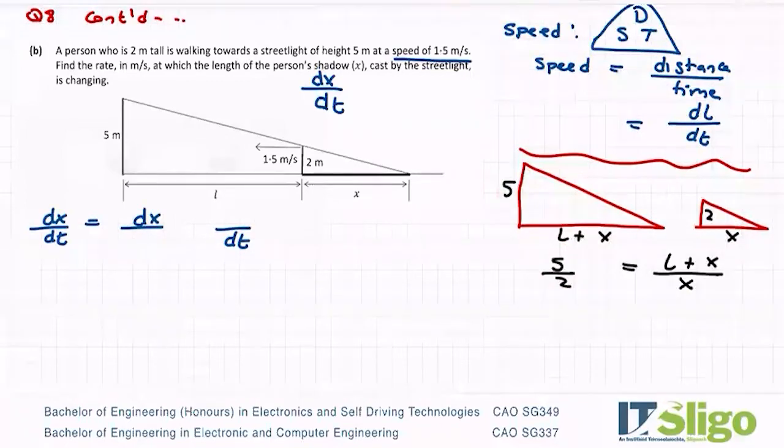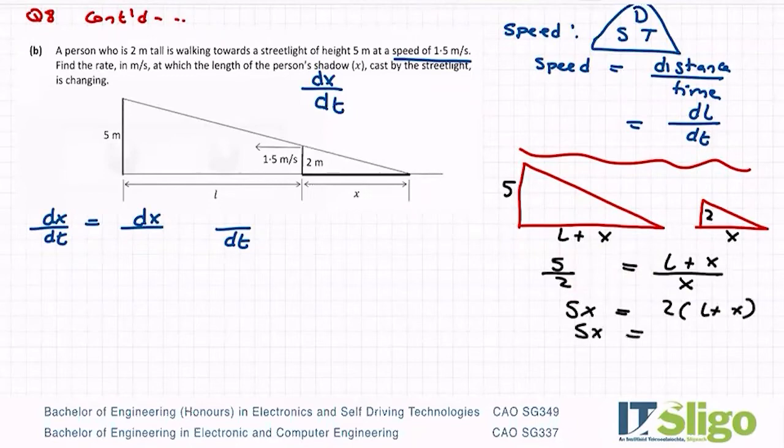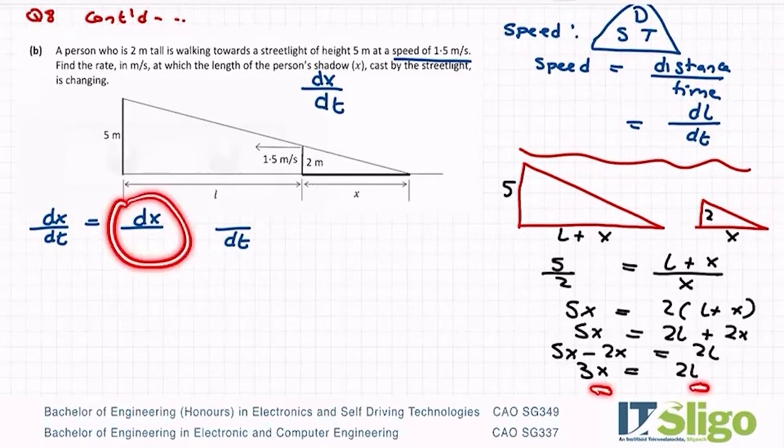Let's cross multiply and see if we can solve this. So 5 times x is the same as 2 times (L plus x), or 5x equals 2L plus 2x. Let's bring over the 2x: 5x minus 2x is equal to 2L, or 3x is equal to 2L. Now what did I need here? A dx/dL, and I have an x and an L here. So let's write this in terms of x on the top: x equals 2/3 L.